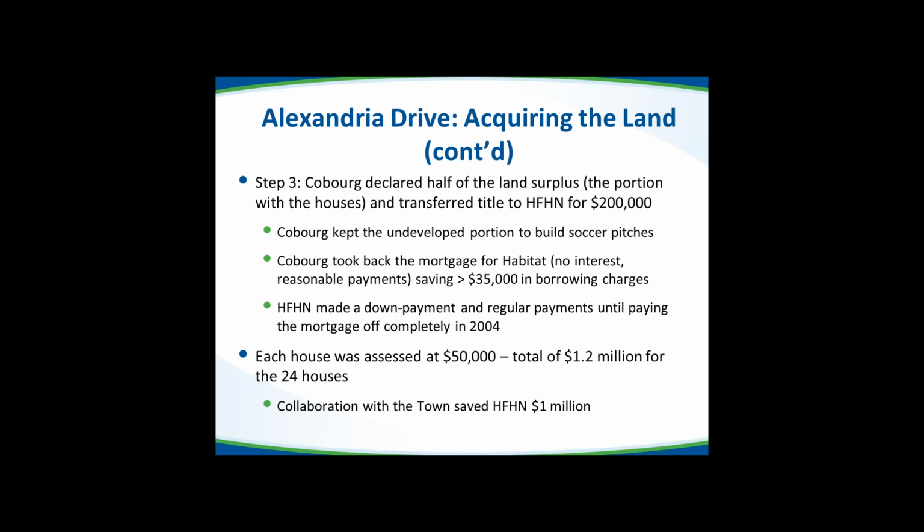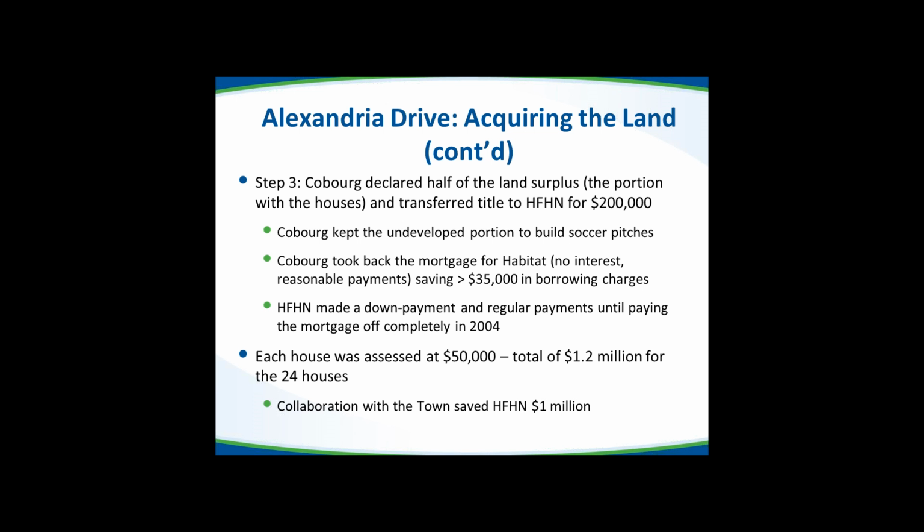It's actually very similar to the way that Habitat is able to mortgage to low-income families. Coburg recognized that we were a charity and that this saving would allow us to build more homes and help more families. So then Habitat made a down payment and regular payments until paying the mortgage off completely in 2004.